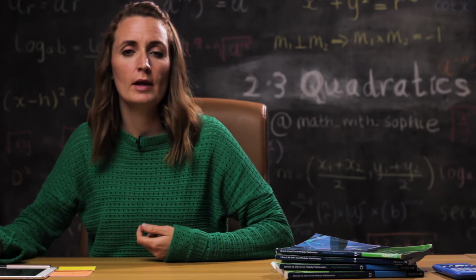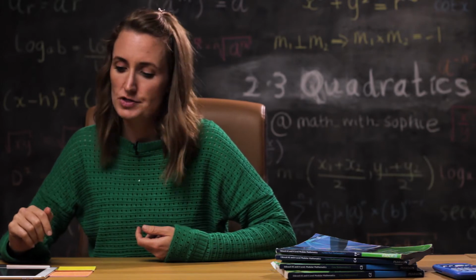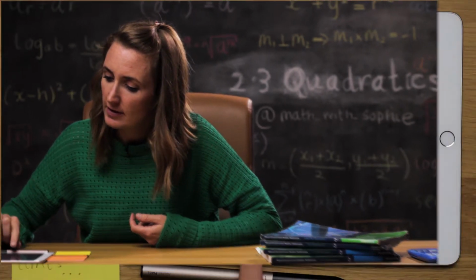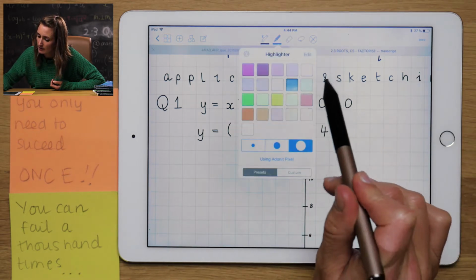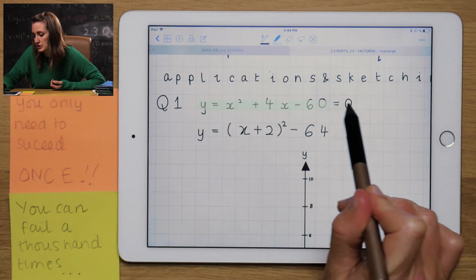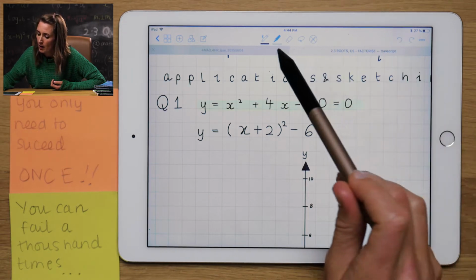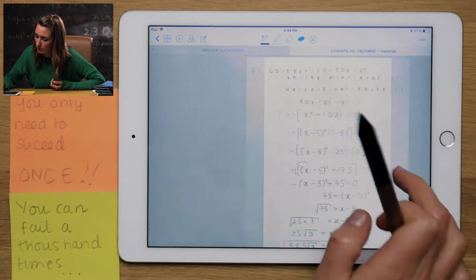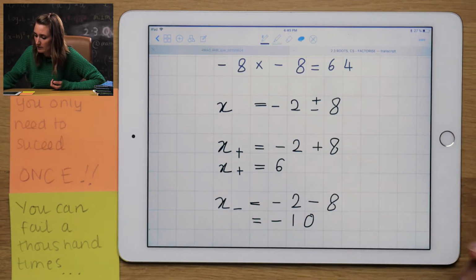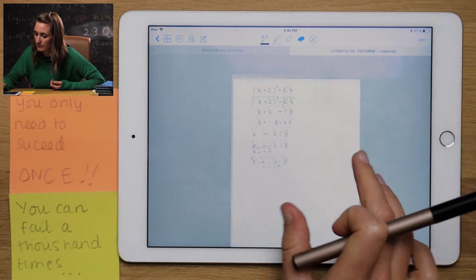We're going to use what we learned in Key Skill 1 to draw the graphs of quadratic equations. So this is question 1 from the previous part. I've written underneath here the question and the completed square form. I'm going to scroll back and grab the answers from this one. So the two answers were x is equal to 6 and x is equal to minus 10.